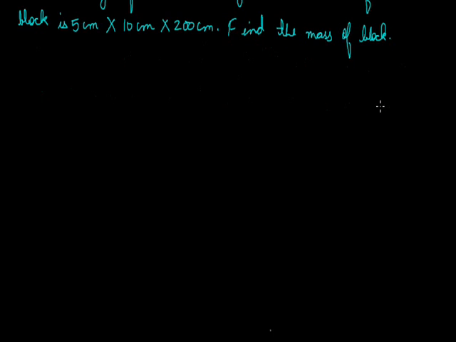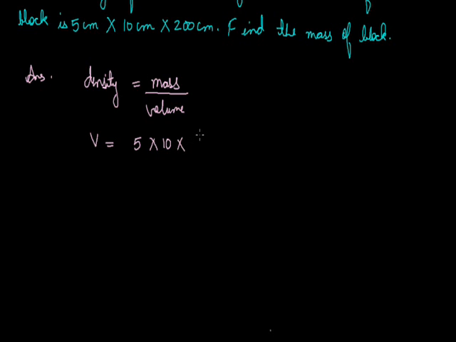Now in this question we are given the dimensions of the block and the density of the lead block, and we have to calculate its mass. As I mentioned, density of material is equal to mass per unit volume. Hence we need its volume. Volume is 5 into 10 into 20. But as these are all given in centimeter, they have to be converted into the SI system.